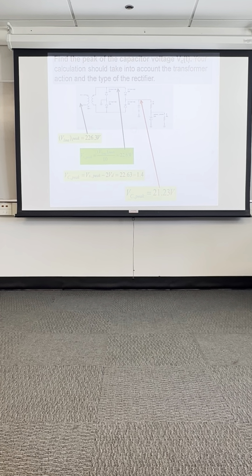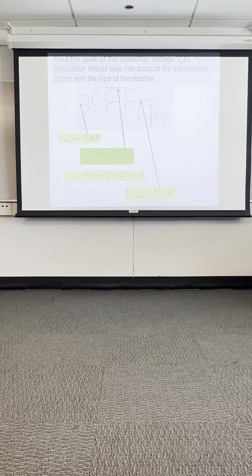So we can bring in our formulas. The line peak voltage is 226.3 volts. The source peak with the transformer 1 to 10 is 22.63. The capacitor peak voltage is the VS peak from the transformer minus 2 diode drops. So it's 22.63 minus 1.4. So the peak capacitor voltage is 21.33 volts.